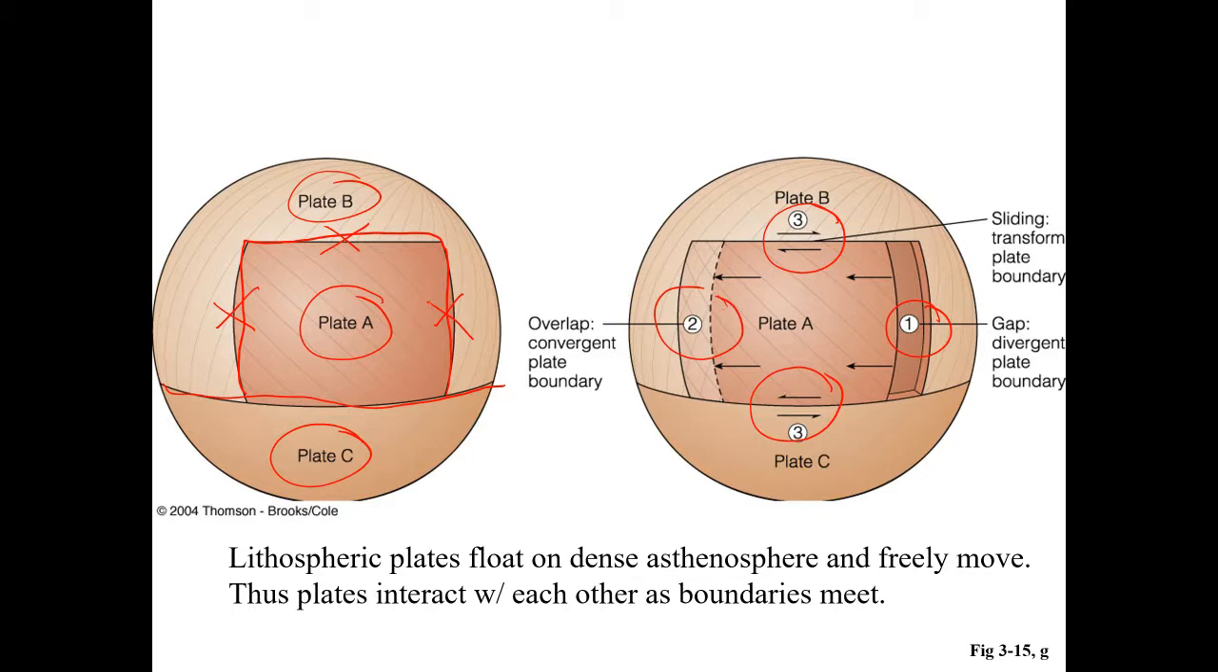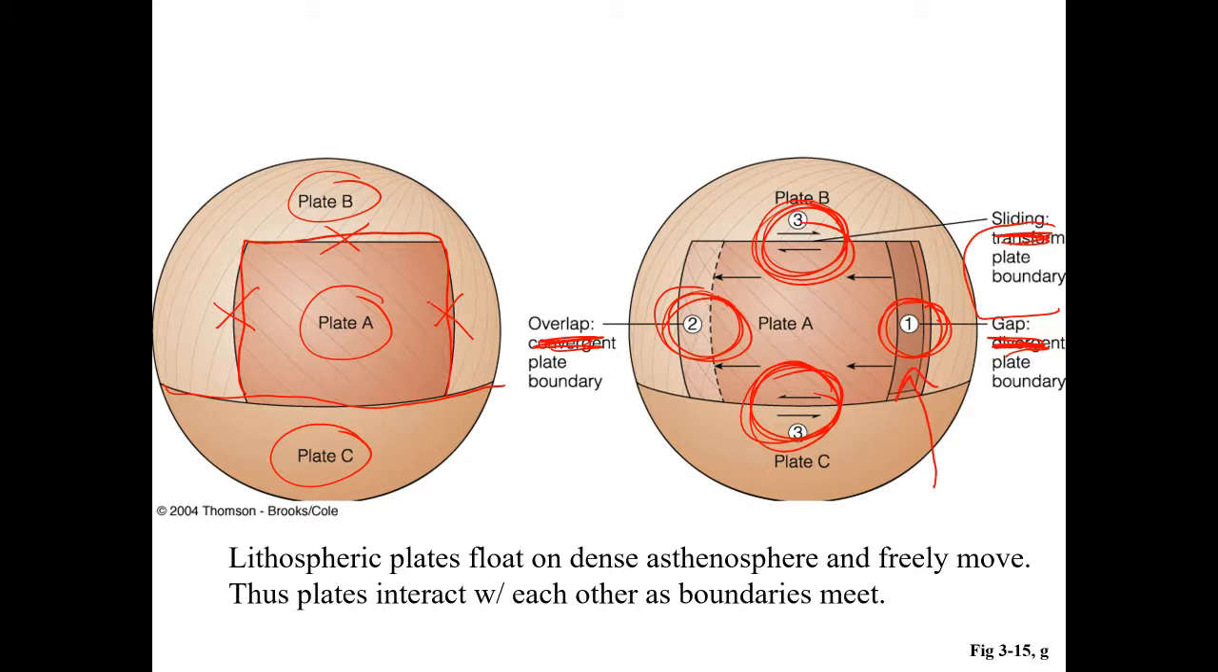So what that does is it gives us, just as these numbers show you, 1, 2, and 3 types of plate tectonic events. Number 1, divergence. Number 2, convergence. And number 3, which is shown in both the top and the bottom, is your sliding or your transform boundary. What you're noticing here that's happening at the divergent boundary, a gap is opening.